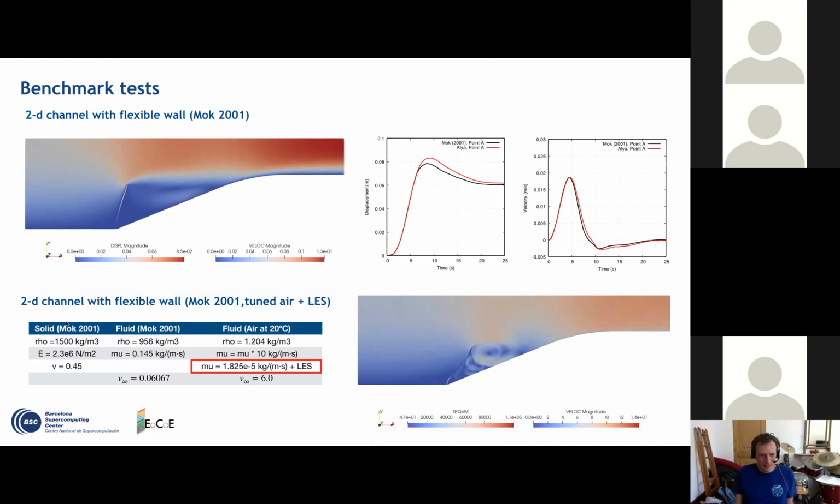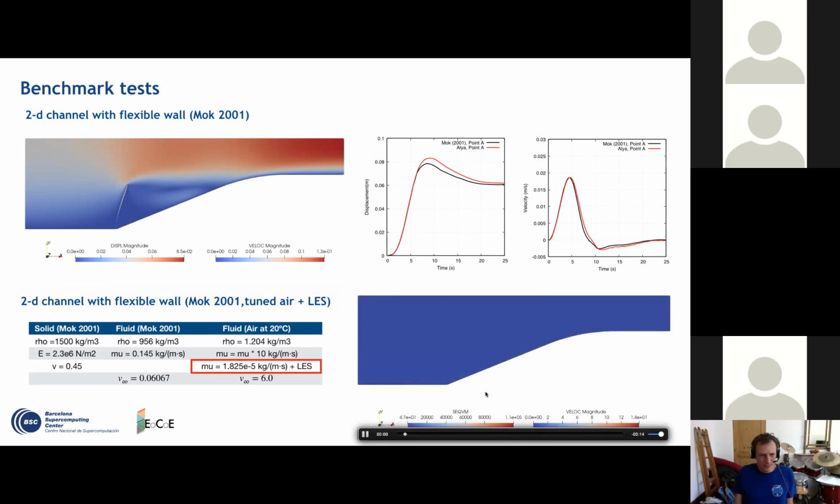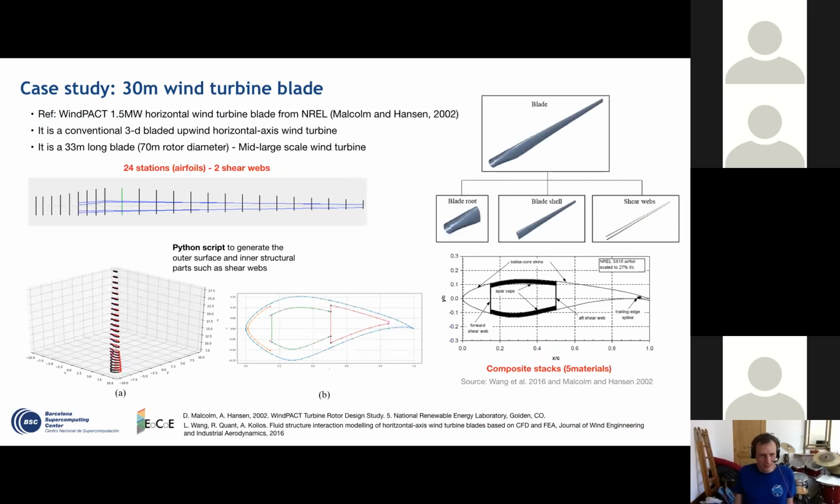But the objective of this example is just to see the robustness of the whole framework in order to perform this fluid structure simulation. As you can see here, the beam deflects a lot, and also there are these vortices that make different deformation of the beam.